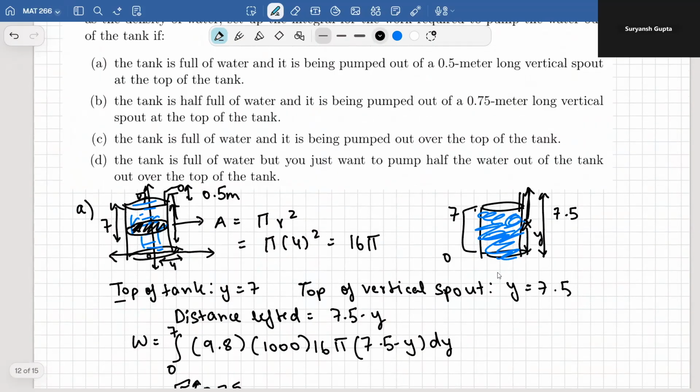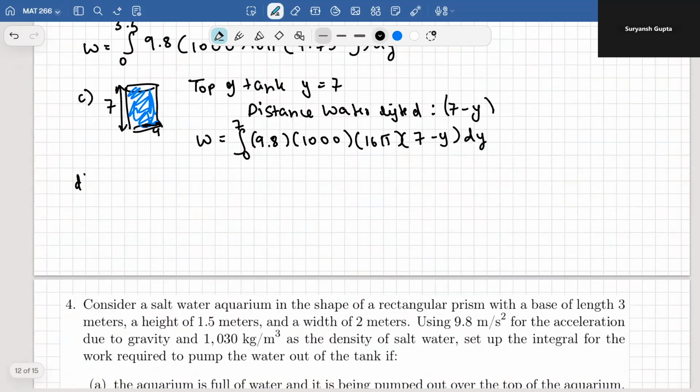For part D, the tank is full of water, but you just want to pump half the water out of the tank over the top of the tank. Okay. So I'll just draw the cylinder again. It's only asking for the top half of the water, so I'm only going to draw the top half of the water here. The topmost part is 7. The half is 3.5.